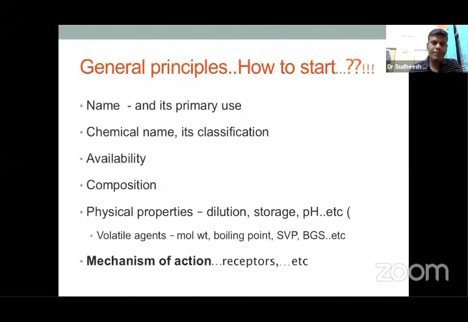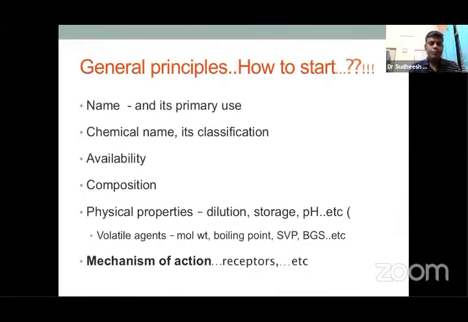So whenever we discuss or try to read about a drug, there is a particular methodology which we can follow, so that there's a very high chance that you can retain most of the things you study. So the general principles: how to start when you are studying a drug.